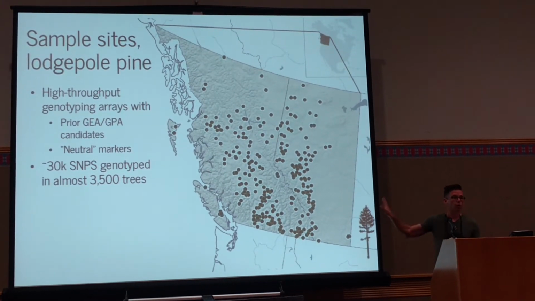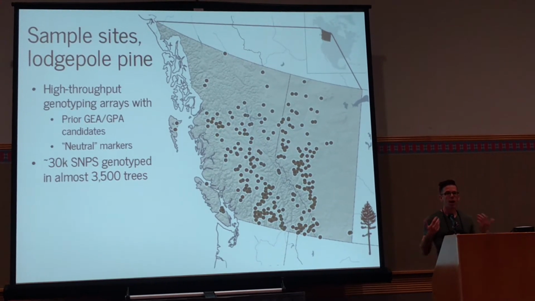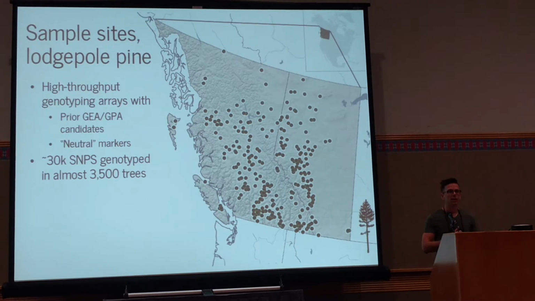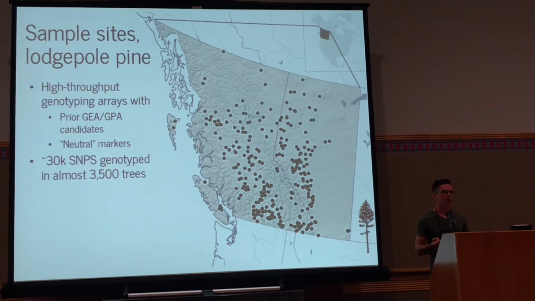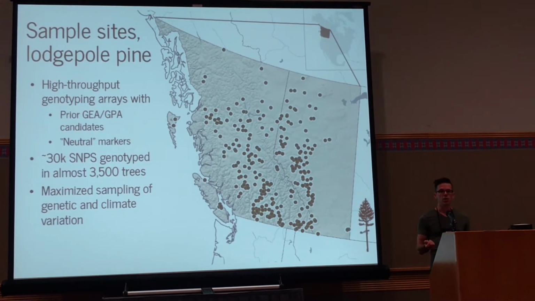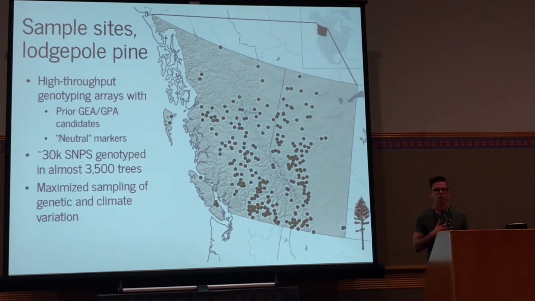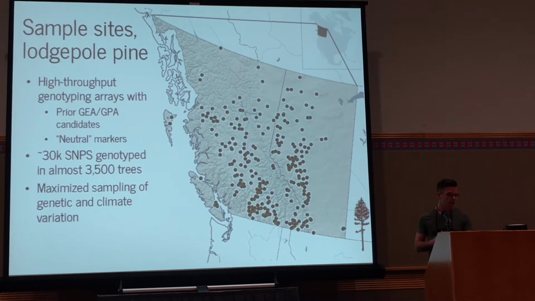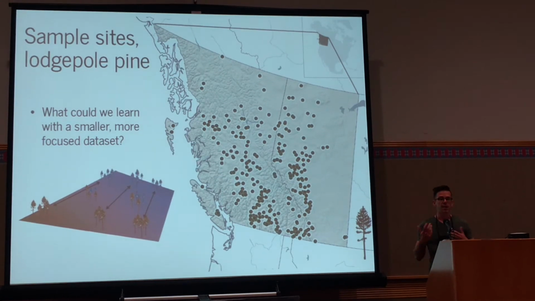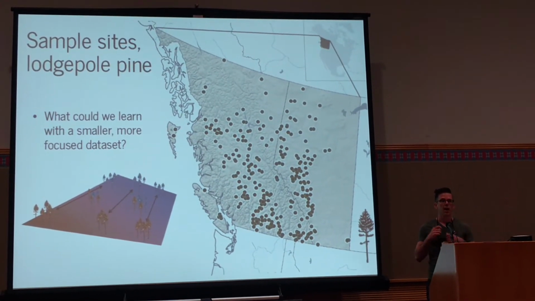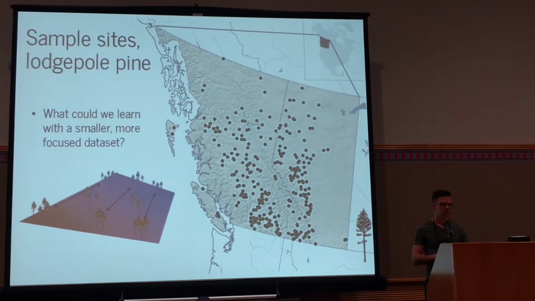This is not, of course, the full range of lodgepole pine, but British Columbia and Alberta cover a wide array of environments and rugged terrain, and so we get lots and lots of climate variation, and we have very fine-grained sampling of population variation across that landscape. So this is really a maximized sampling of genetic and climate variation for this region. What could we get if we had a smaller, more focused data set, and particularly if we step back and identify contrasts that we think are important in the landscape and made the comparison across replicate versions of those?